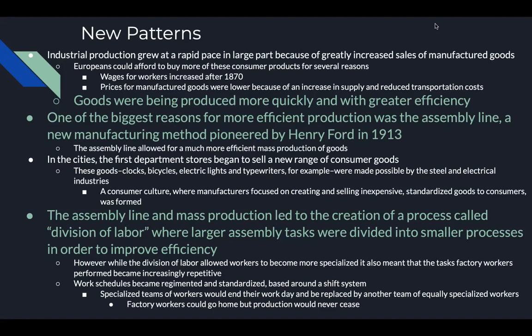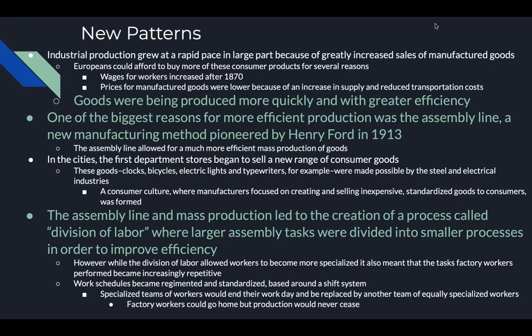These goods, clocks, bicycles, electric lights, typewriters, were made possible by the steel and electrical industries. A consumer culture where manufacturers focused on creating and selling inexpensive, standardized goods to consumers was now formed. The assembly line and mass production led to the creation of a process called division of labor, where larger assembly tasks were divided into smaller processes in order to, guess what, improve efficiency.